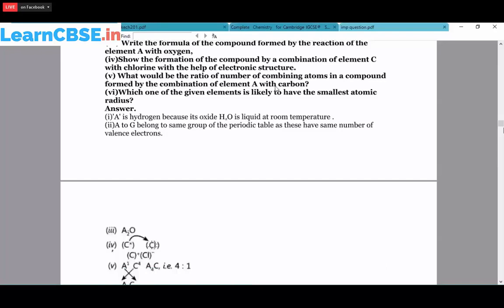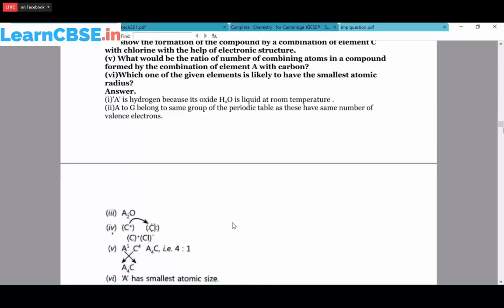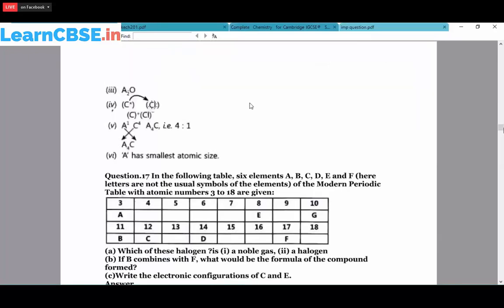So what would be the ratio of the number of combining atoms in a compound formed by the combination of the element A with carbon? Okay, so element A with the carbon. Element A is having 1 electron in the outermost shell, so its valency is 1. Carbon has a valency of 4. So we need to do the cross multiplication. So the compound will be A4C, because the ratio is 4 is to 1.